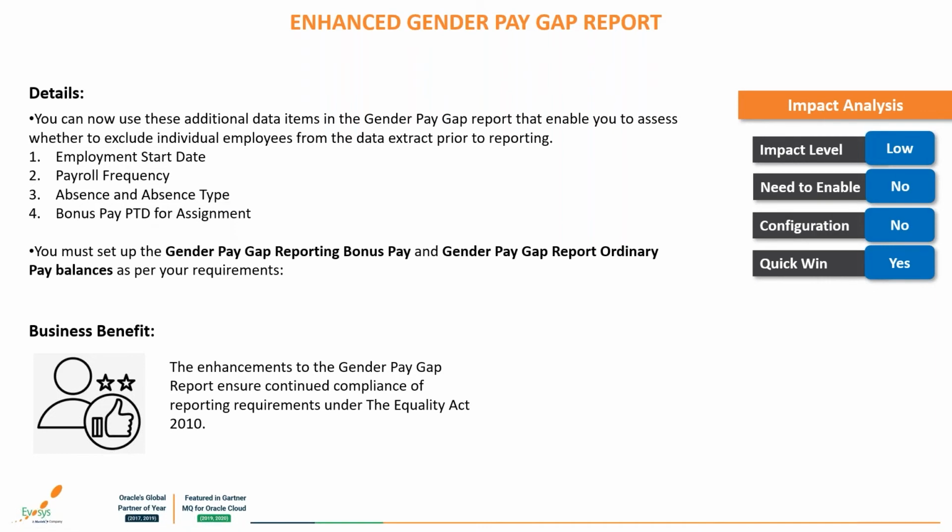These columns in the report will help you analyze and determine whether certain employee records are required to be reported or not. And the only prerequisite to run the seeded gender pay report is the two balances that we have. These two balances should have some elements fed for the payroll values to be reported in the report.